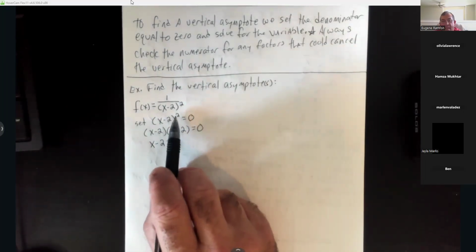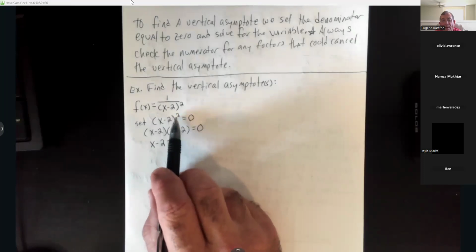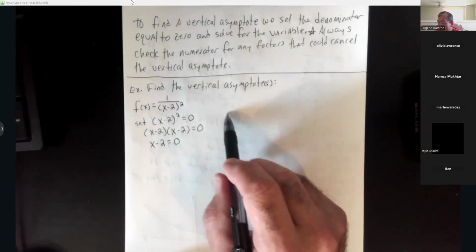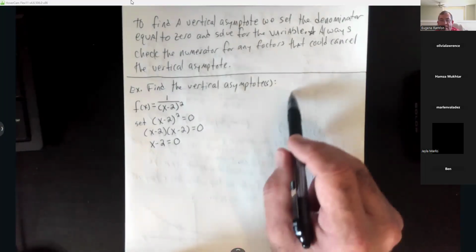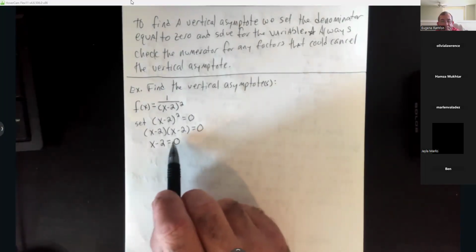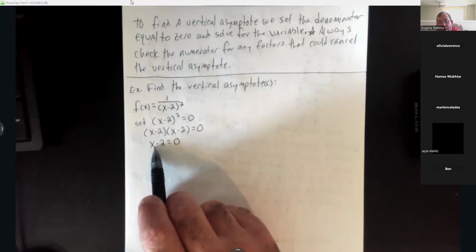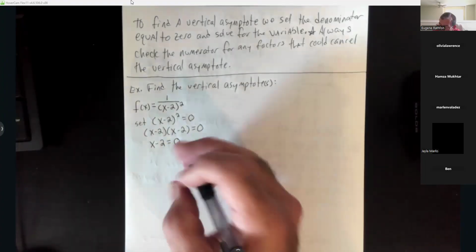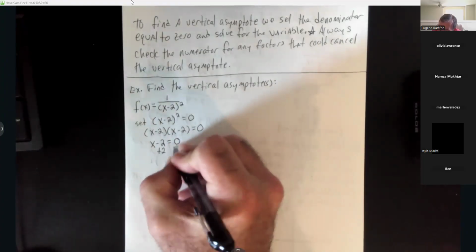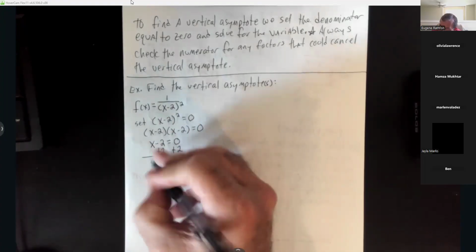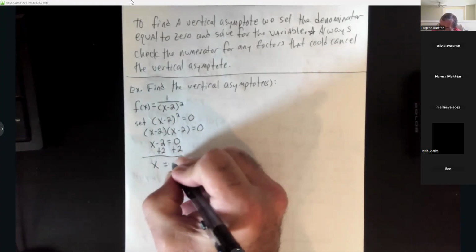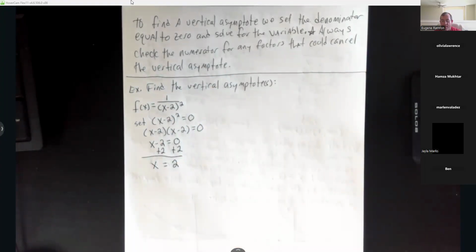And remember, since this is an even exponent, this factor would sort of come down and be tangent to the x-axis. So y'all solve that. All we got to do is what? Add the 2 to both sides. And I get x equals 2.